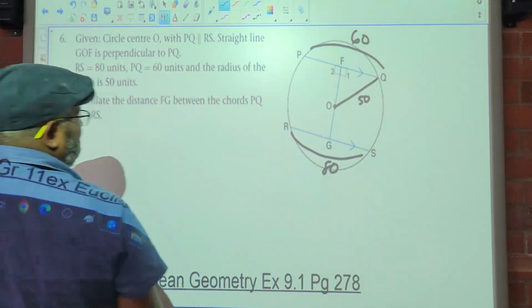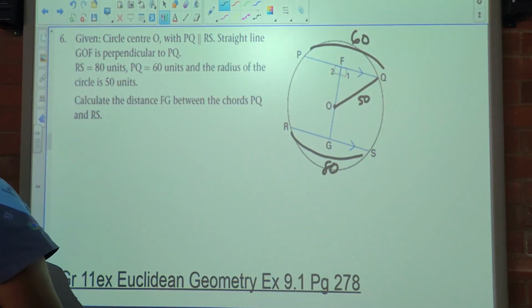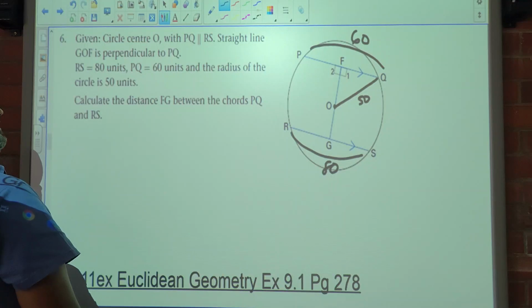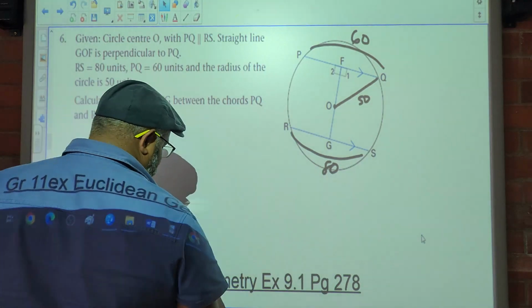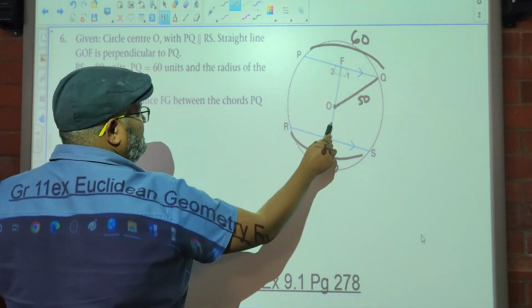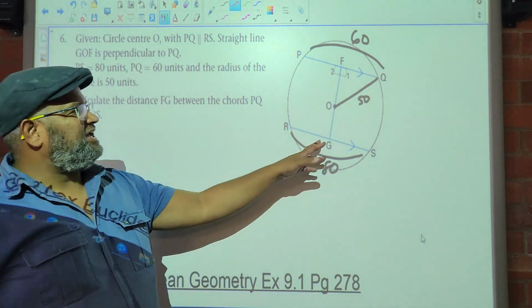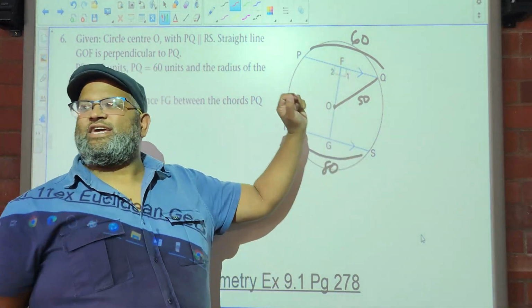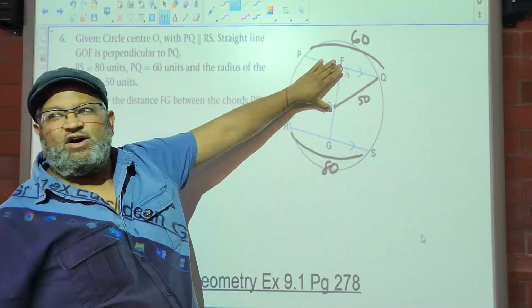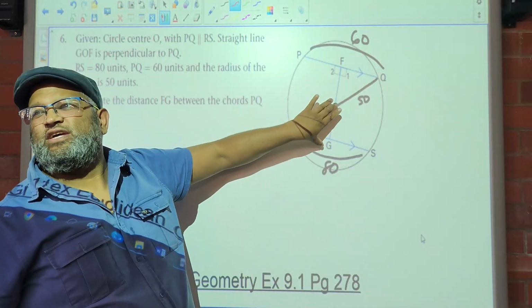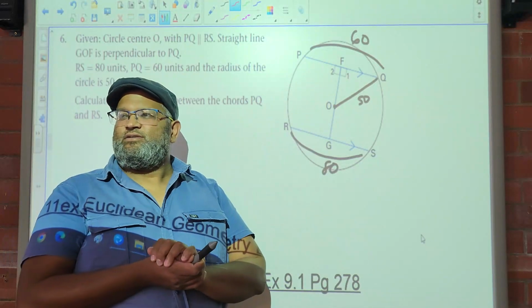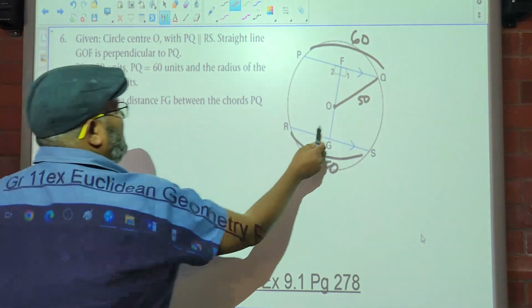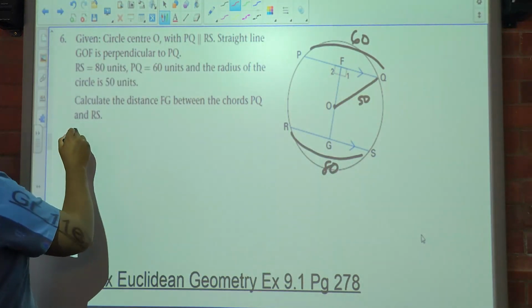Calculate the distance FG between the chords PQ and RS. So this is the length I want you to calculate. But there's no way I can calculate FG straight. What I can calculate is FO and OG, and then add them together. Not so? So let's work with triangle FQO first.